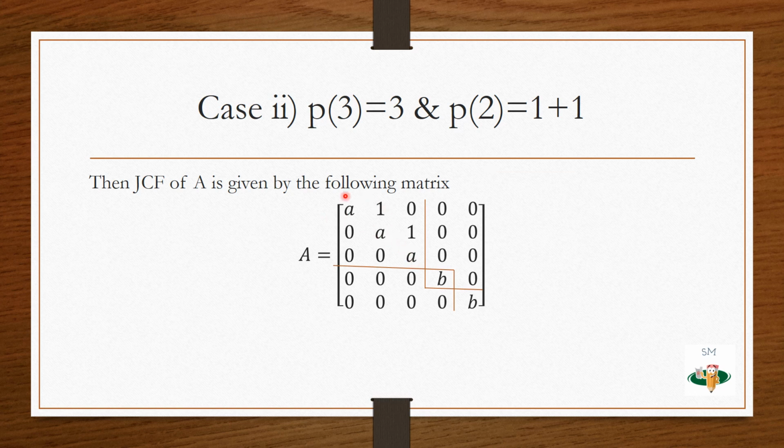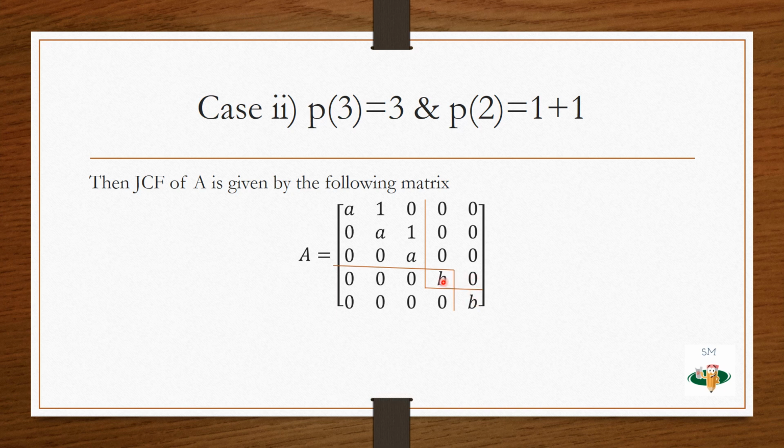So again this is a 3 cross 3 block diagonal matrix, consisting of diagonal entries as a and the super diagonal entries as 1, 1. But p of 2 equal to 1 plus 1. So here we have to make two 1 cross 1 blocks. 1 cross 1 block means here there is no 1. So in the previous case we had to put 1, but here we have to put 0.